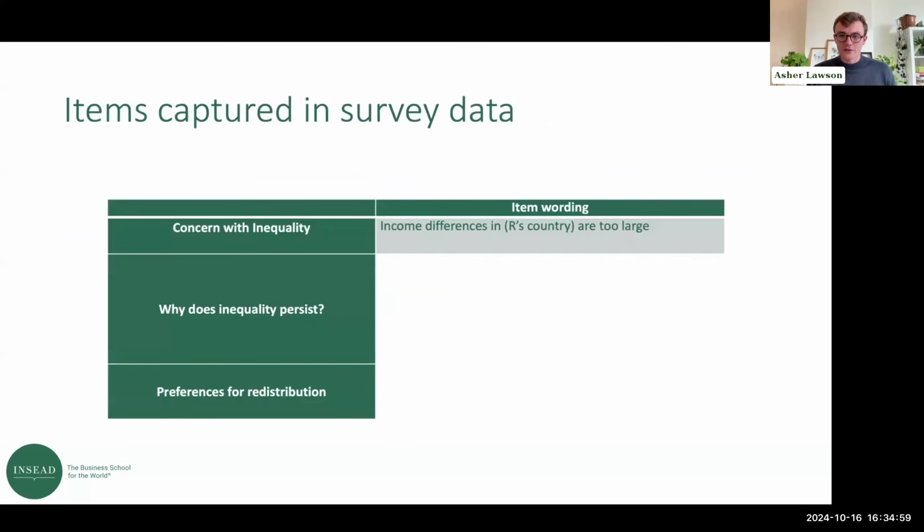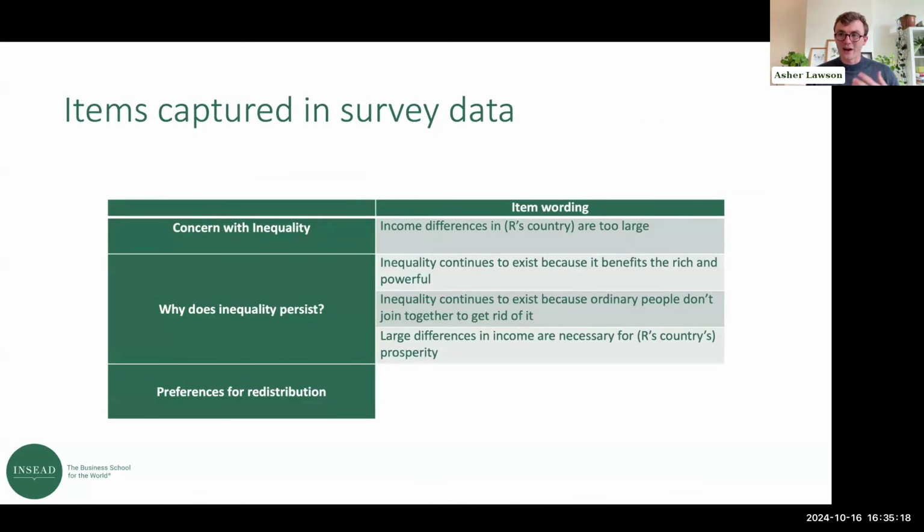So here are the items that we have in that survey data. We're very lucky that they broadly captured different sets of beliefs about inequality. Here's one item saying income differences in this country, so Poland, for example, are too large. This just captures how do people feel about inequality? Are they concerned about it? But there's also all types of things, such as why does inequality persist? Is it because it benefits the rich and powerful? Is it because ordinary people don't push up enough against it? Or is it because it's necessary for prosperity? So these are three distinct sets of beliefs that capture someone's worldview on why we face this issue of inequality, or at least descriptively, we see inequality.